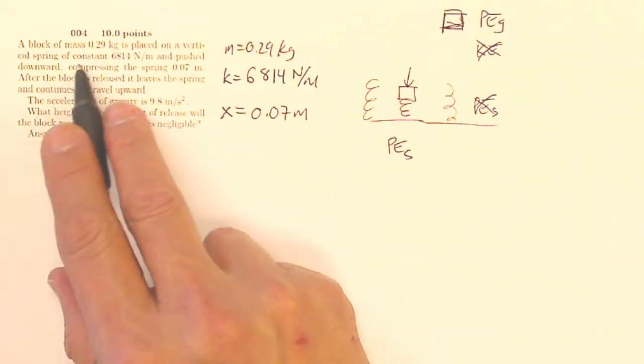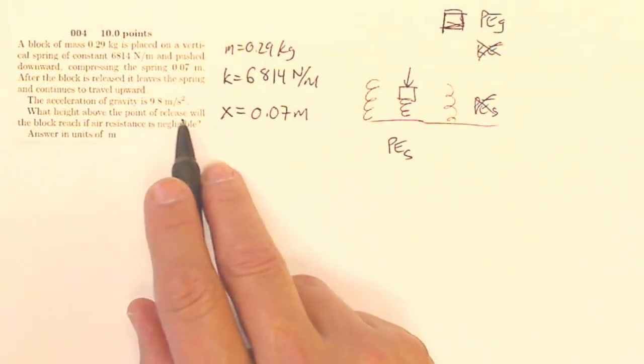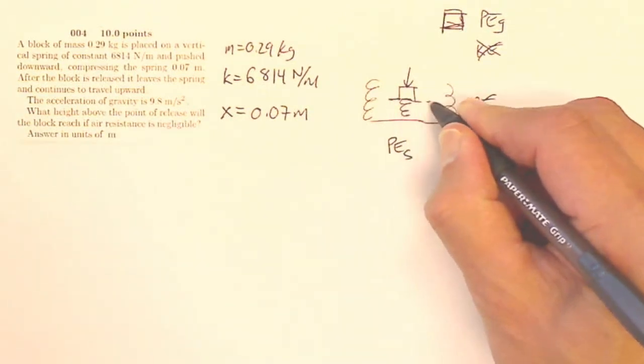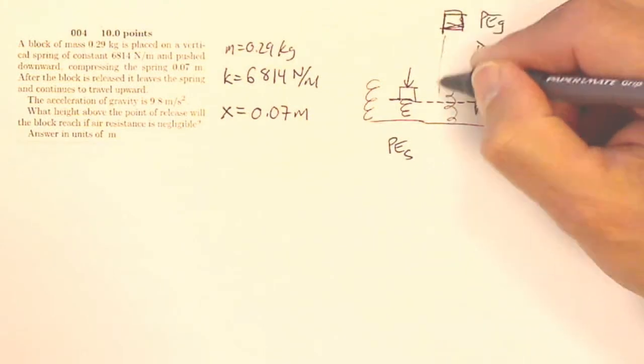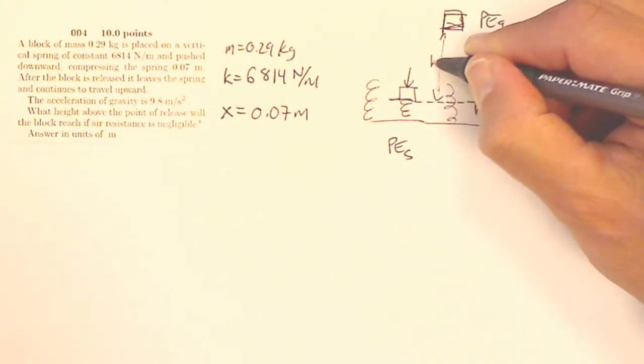And this says above the point of release. So that's telling me that this is the point of release, so this is where potential energy is 0. So I'm looking for this height here, h.